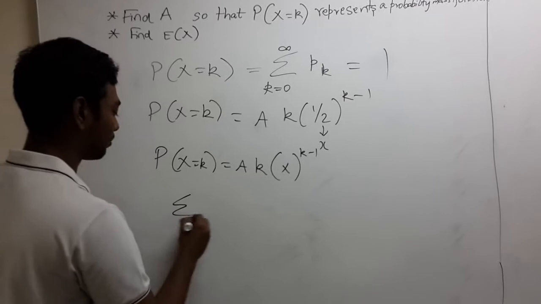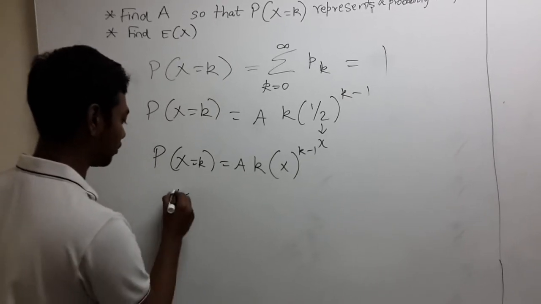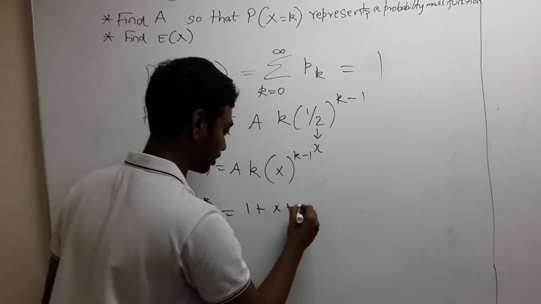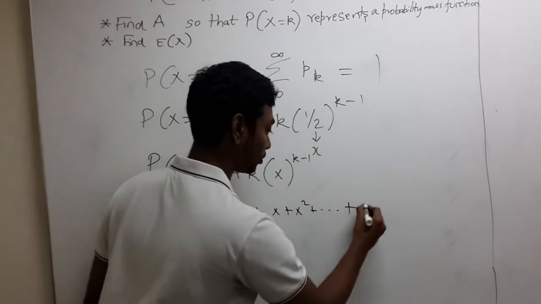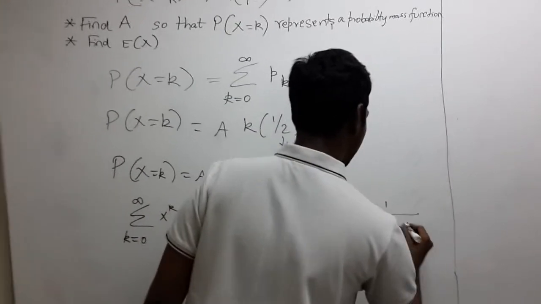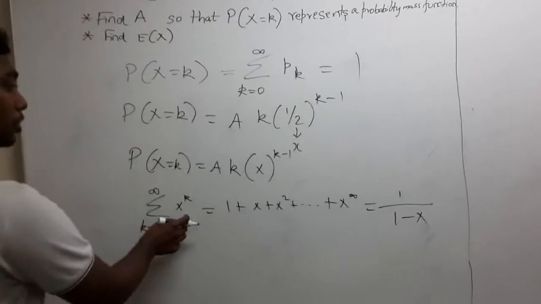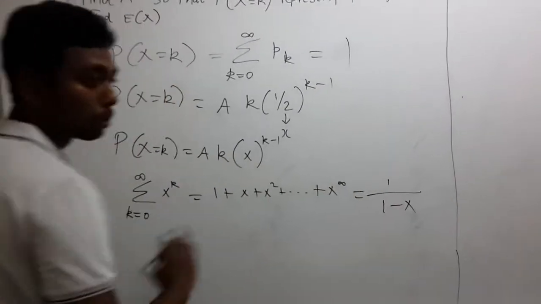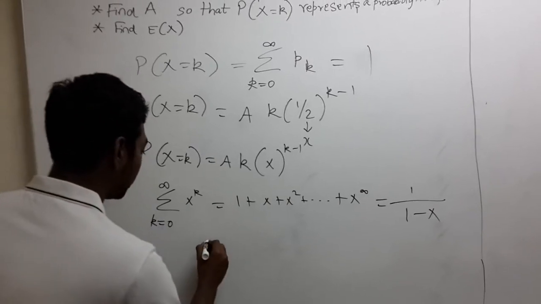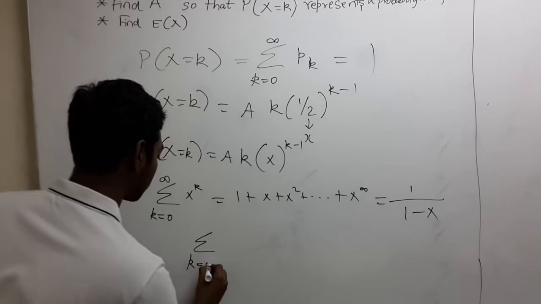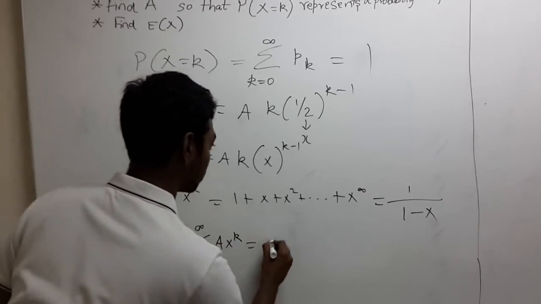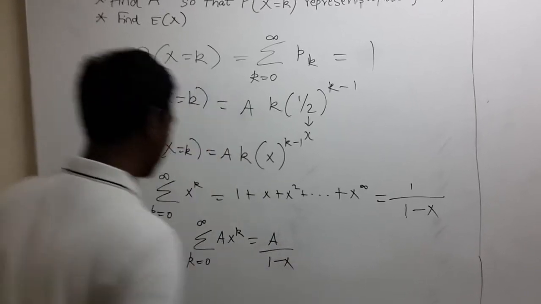So let us take a basic summation, k equal to 0 to infinity of x to the power k. This is going to be equal to 1 plus x plus x squared and so on up to x to the power infinity, which in turn is equal to 1 by 1 minus x. Now I'm going to multiply by a on both sides. When I multiply by a on both sides, we get the equation in this form: summation of a times x to the power k equal to a by 1 minus x.